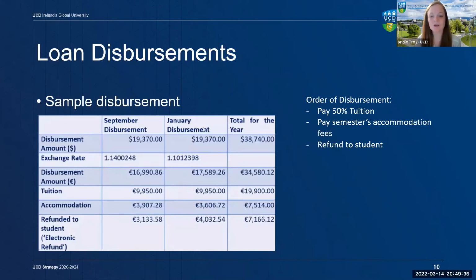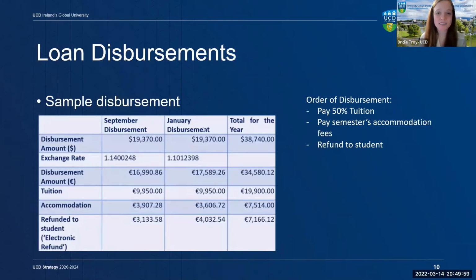One moment. Now, legally, we must distribute loans in the following order. And this would be for a 2-semester program. We would have to pay 50% of your tuition out of that 50% disbursement. Then, if you did borrow more than the cost of tuition, there might be funds remaining. Of the remaining funds, we must pay accommodation fees if you are living on campus.